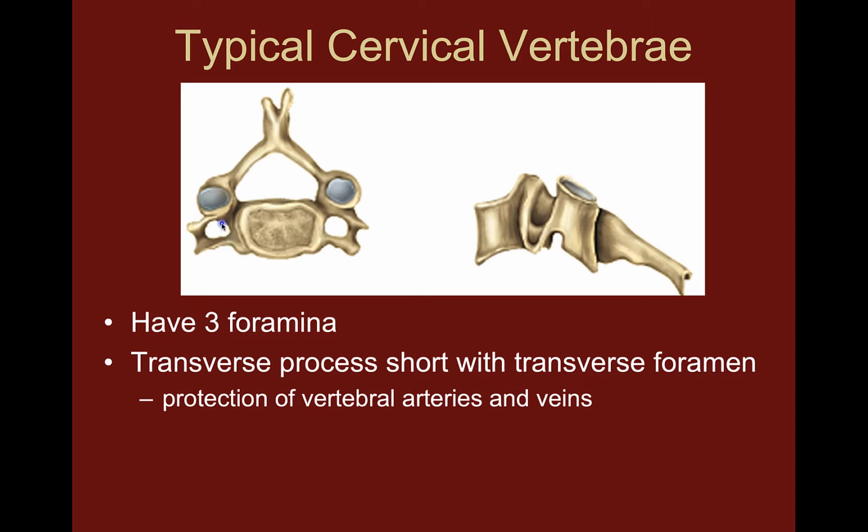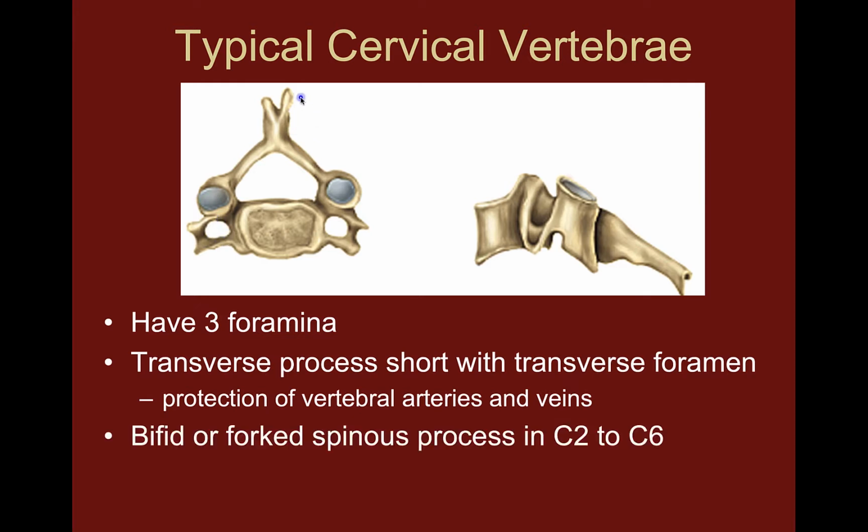Now these transverse foramina allow for the protection of vertebral arteries and veins that are traveling up to your head and down, bringing blood back down towards your inferior vena cava. One of the other features you'll notice is on the spinous process, you'll see that it is bifid or forked. So this is a really good indicator of a cervical vertebra.